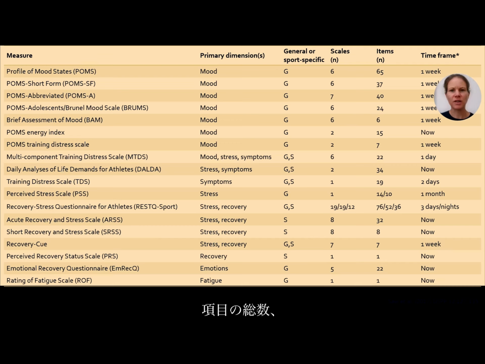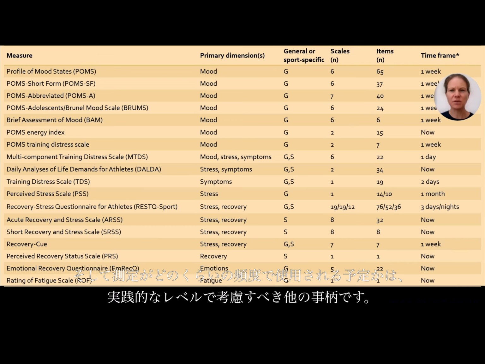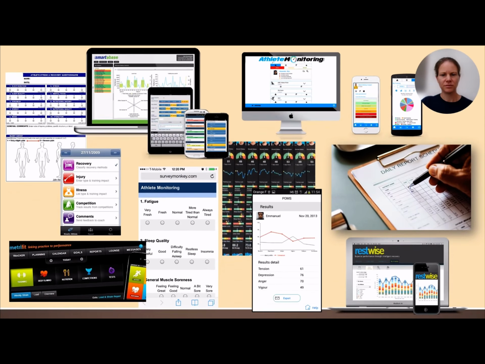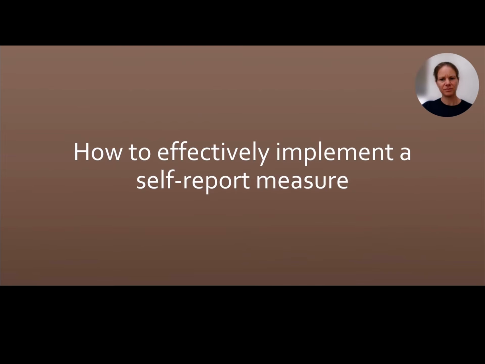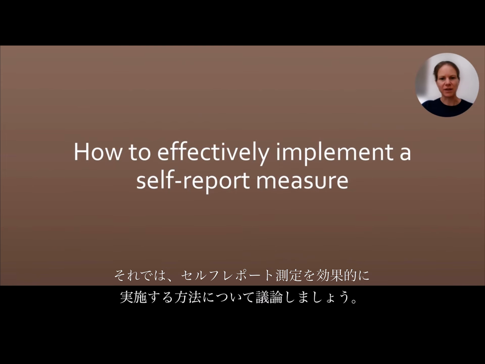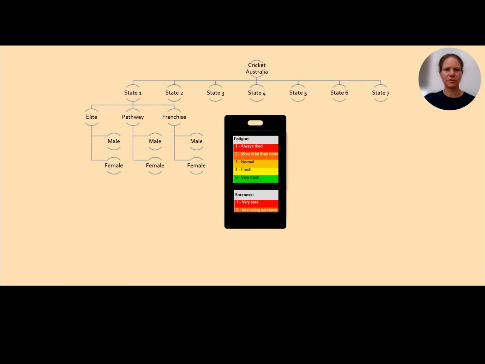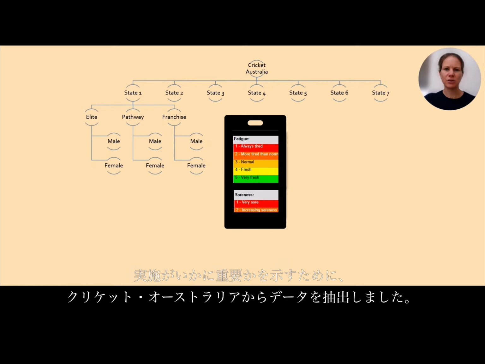The total number of items and how often the measure is intended to be used are other things to consider at a practical level. Then you have the choice of how the measure will be implemented. There are several commercial products available, or you can develop a system in-house. So let's discuss how to effectively implement a self-report measure. To illustrate how implementation is crucial, I pulled some data from Cricket Australia.